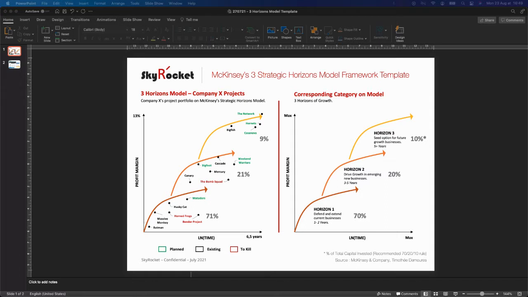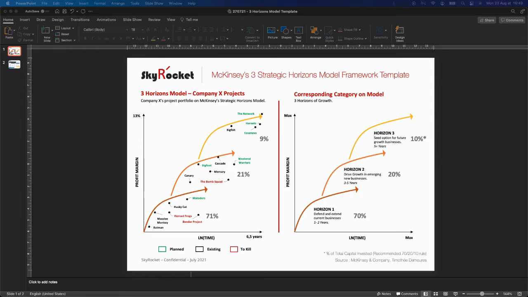Today we're going to review a new template which I have created over the summer called McKinsey's 3 Strategic Horizons Model Framework. It is quite a popular framework that was developed in 1999 in a book called The Alchemy of Growth by Mehrdad Baghai, Steve Coley, and David White, who were all members of McKinsey and Company at the time.